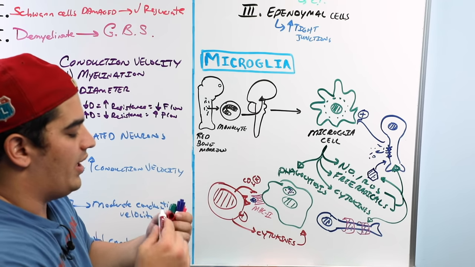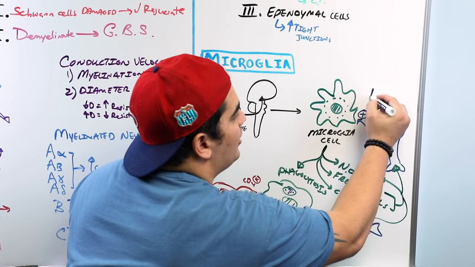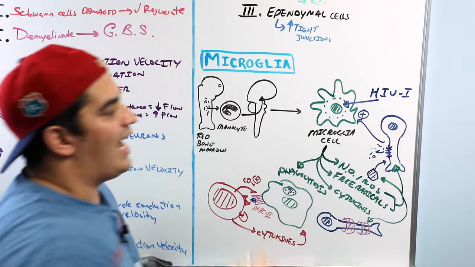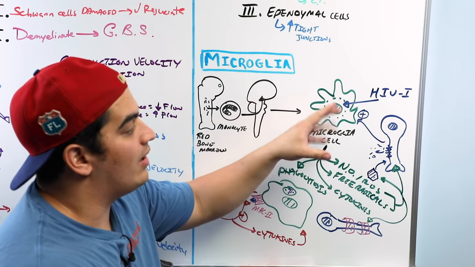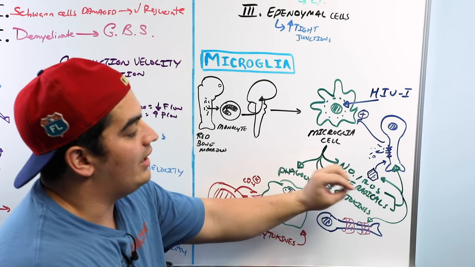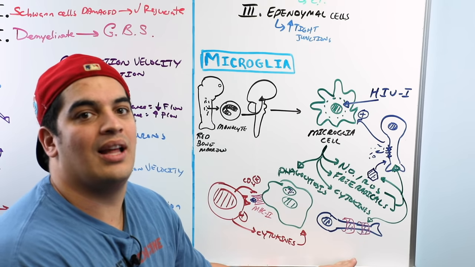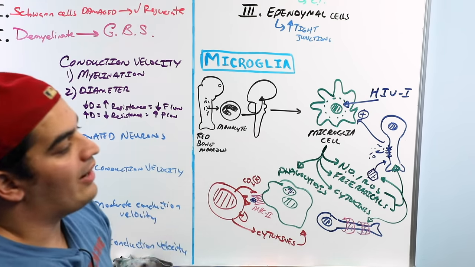Why am I stressing all this? Whenever somebody has HIV, the virus, for some reason, loves to attack these cells. That can lead to a lot of problems where these cells become hyperactive and release a lot of destructive molecules that can demyelinate axons and lead to a lot of encephalitis. So it's important to remember that. Okay, so that covers microglia.